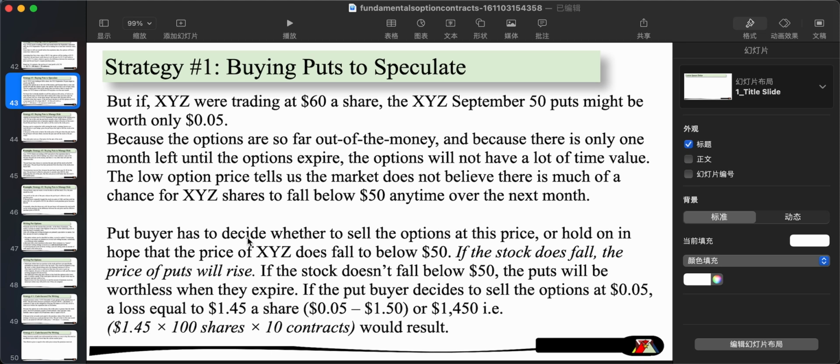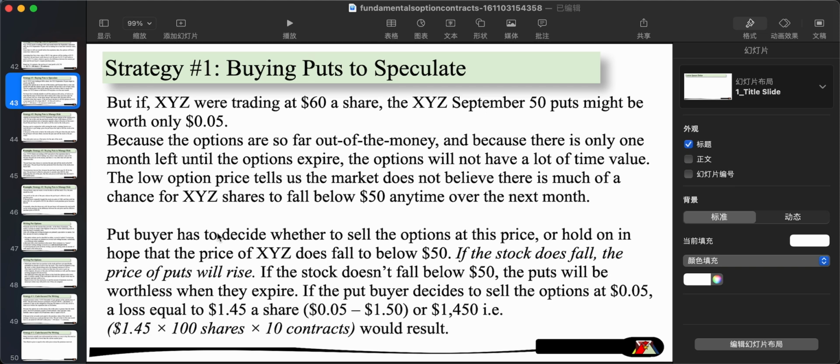So the put buyer has to decide whether to sell the options at this price or hold on in the hope that the price of XYZ does fall to below $50. If the stock does fall, the price of puts will rise. If the stock doesn't fall below $50, the puts would be worthless when they expire.